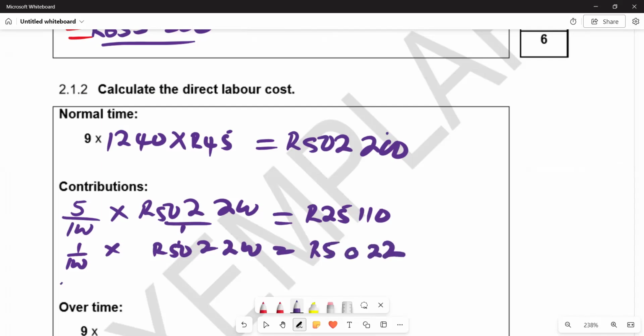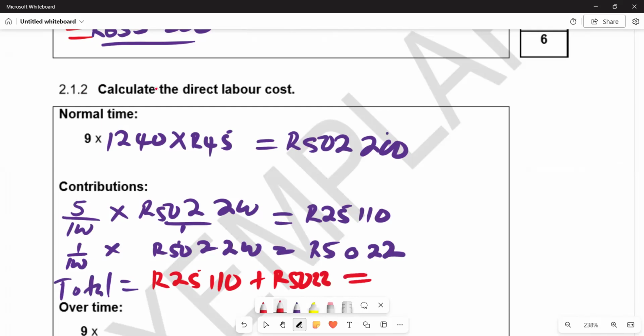Then the total figure now becomes, now we are adding the 2, whereby we are saying 25,110 plus the second one, which is 5,022. And then the total figure that we are supposed to get there is 30,132. So we are saying 30,132 becomes the final answer that we have for total contributions.